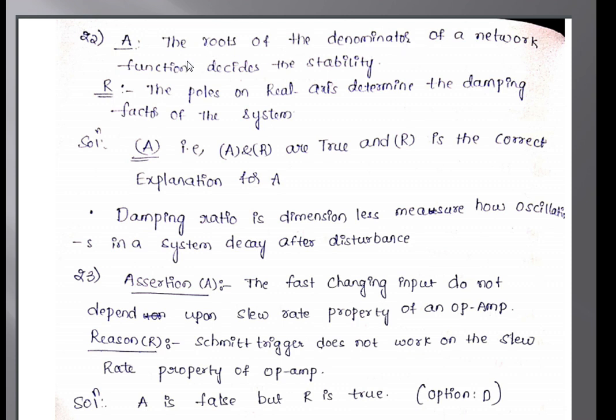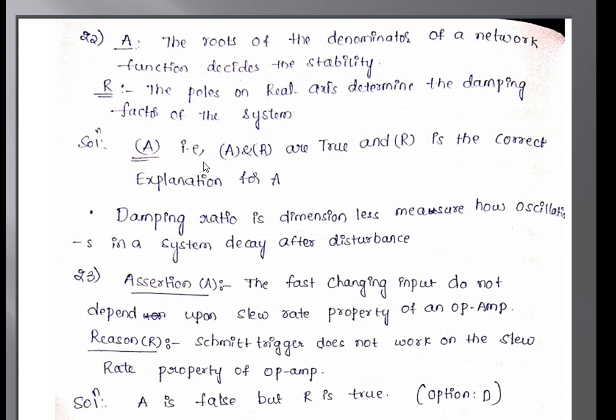So here the assertion is true. The poles on the real axis determine the damping factor of the system. The reason is also true, because depending on the damping ratio we are defining the stability. The damping ratio value depends on the poles location. So the statement that the poles on the real axis determine the damping factor of the system is also true.